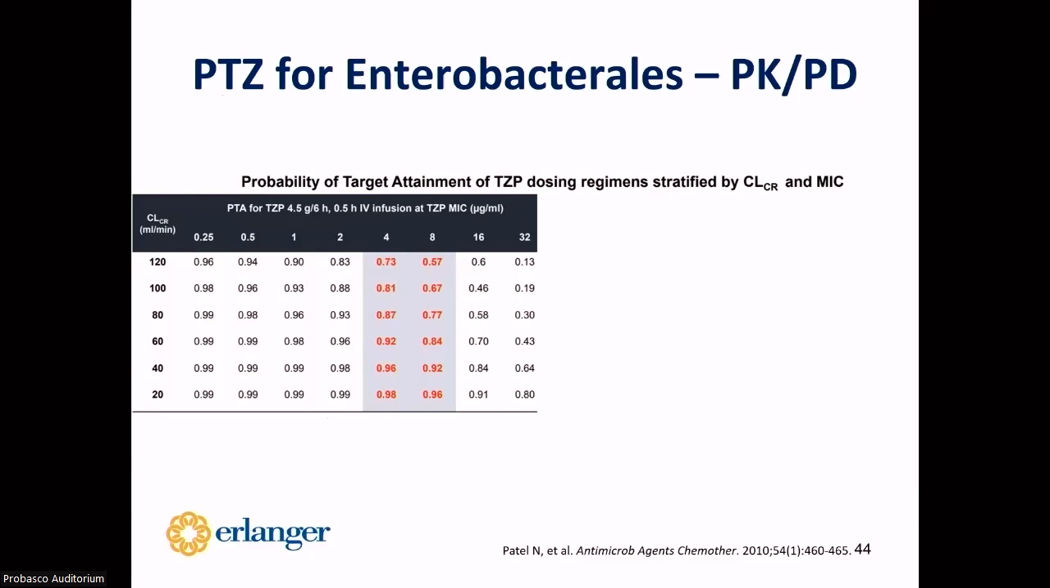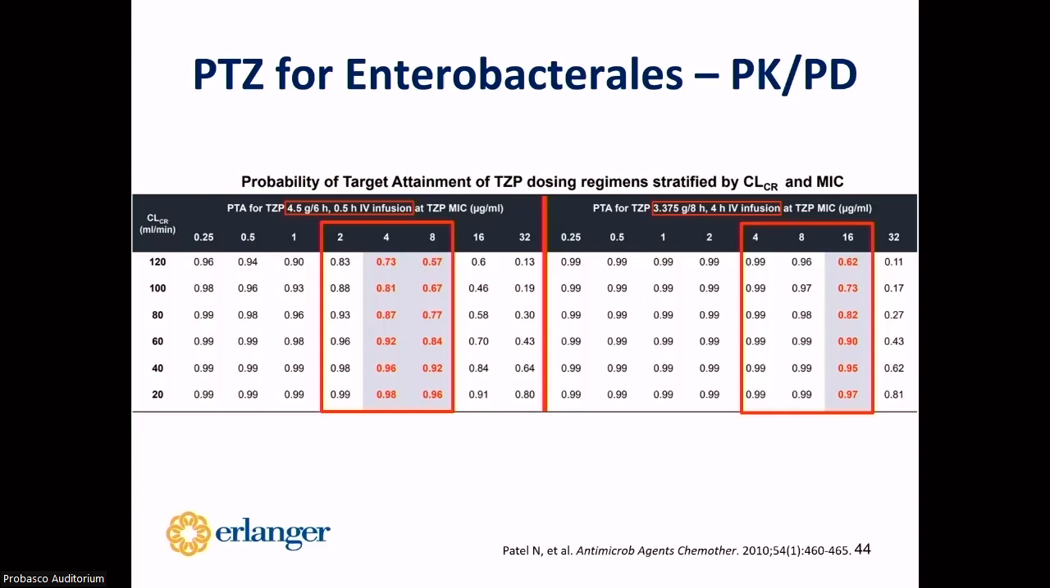When we look at pharmacokinetic data from 105 hospitalized patients obtained from 2 studies, combined by Patel and colleagues and published in 2010, they first looked at a dose of 4.5 grams every 6 hours over 30 minutes, so standard infusion. And they looked at when the MIC started to drop below 72, which, as we can see here, happened at an MIC of 8.